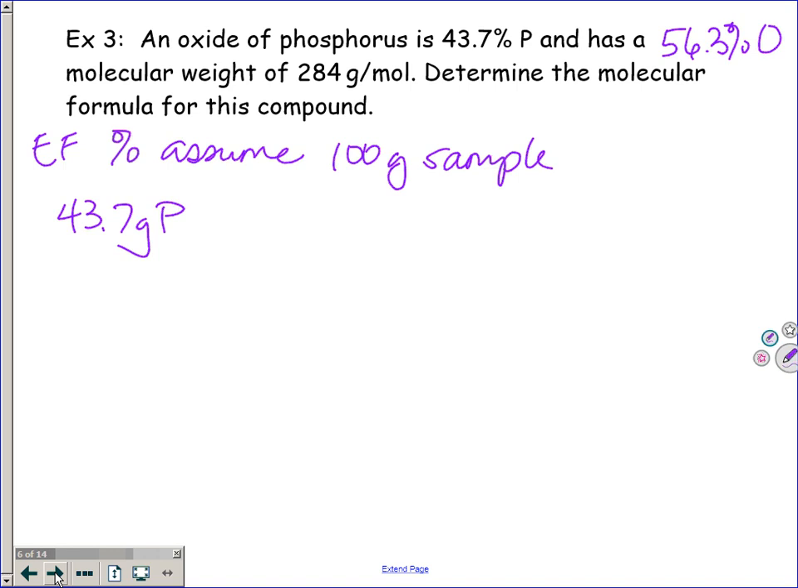Yeah, you definitely need empirical. Is phosphorus 39 or 30.97?